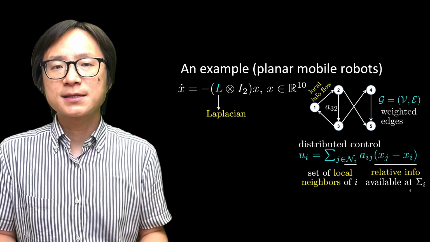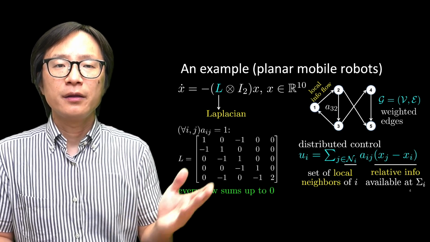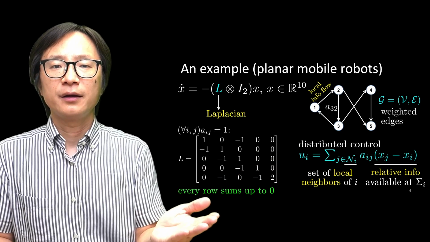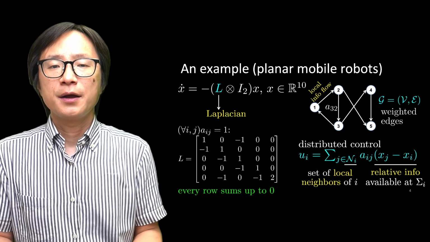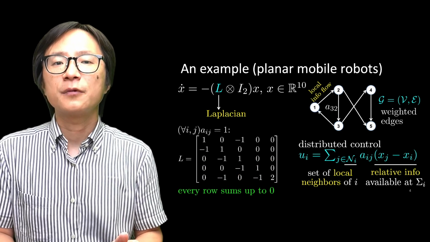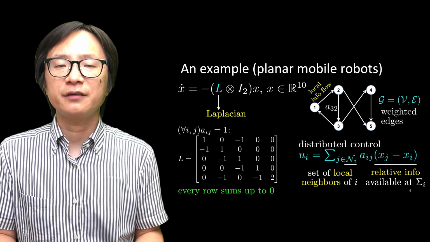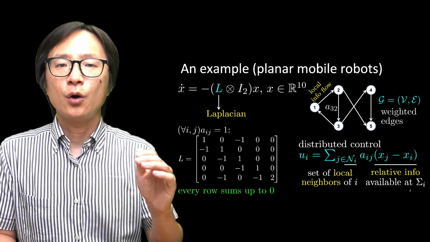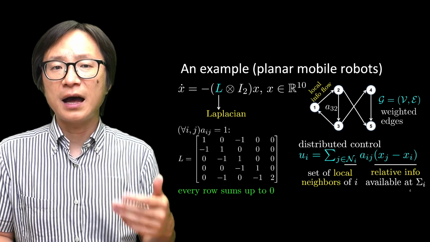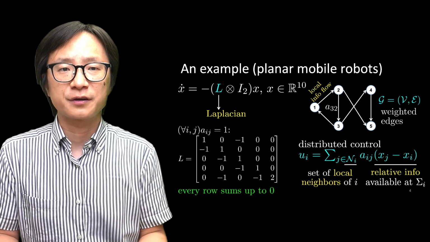If all the weights aij are 1, then the graph here gives rise to a graph Laplacian here. Note that every row of the Laplacian matrix sums up to 0. All the diagonal entries are positive, and all the off-diagonal entries are non-positive. So these are some characteristic features of the Laplacian matrix.